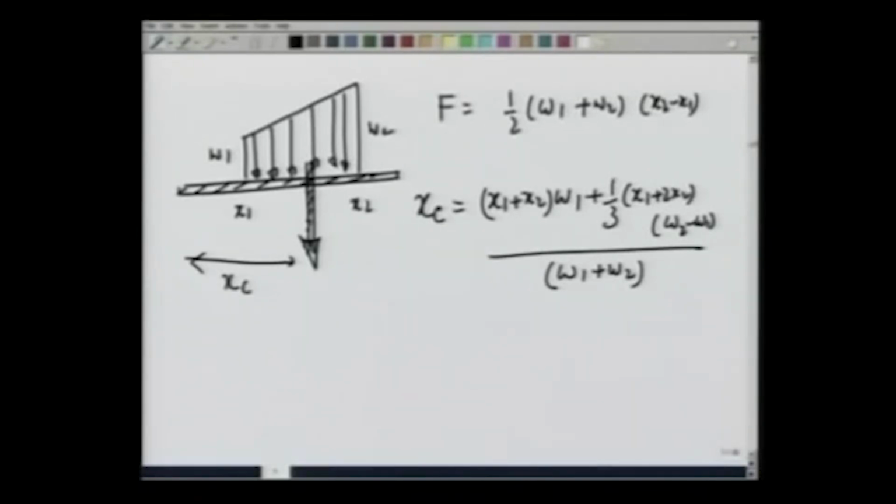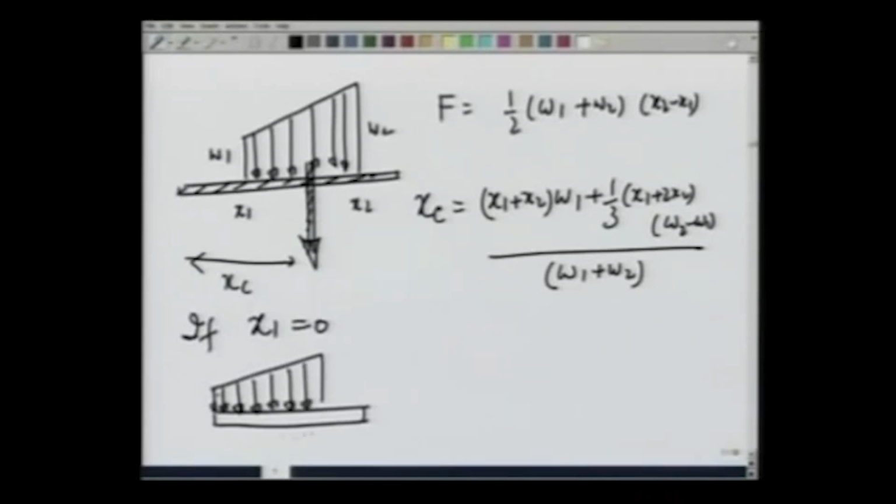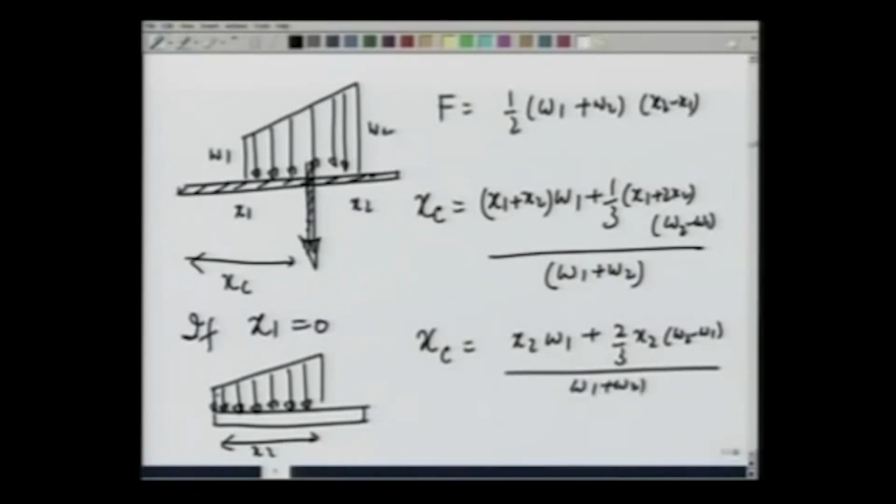If I take x1 to be 0, that is, the load starts right here and goes up to x2, then the centroid comes out to be x2 W1 plus 2/3 x2 (W2 minus W1) divided by W1 plus W2, which is nothing but x2 over 3 times (2 W2 plus W1) divided by W1 plus W2. So, that is the example for trapezoidal loading.